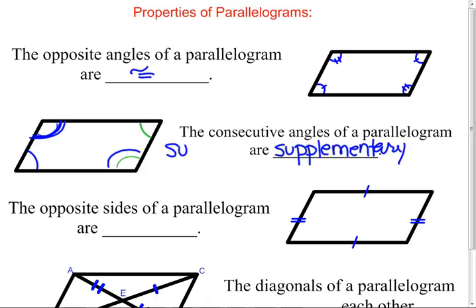So the sum equals 180. They add up to 180. It doesn't matter. The blue and the green are supplementary. This blue and this blue are supplementary. And the opposite ones are congruent. Consecutive is right next door. You're consecutive to Cole. Right next door. True. Okay.